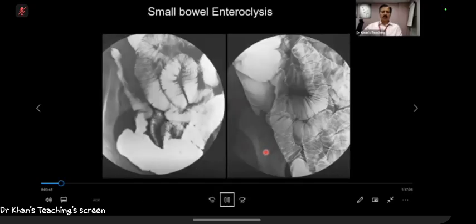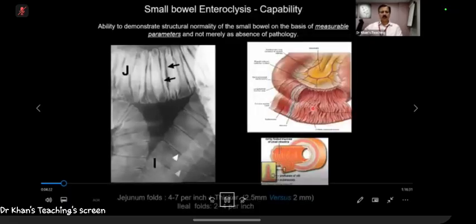Now, this is small bowel enterocolysis. No investigation shows the mucosal pattern of the small bowel as well as a small bowel enterocolysis. They can show you in the exam. I don't think so. Very few people are doing it now, and very few people have the skills to do it. Basically, methyl cellulose is used with Buscopan, etc., to give this coating. But small bowel enterocolysis is very good to teach you anatomy and some findings.